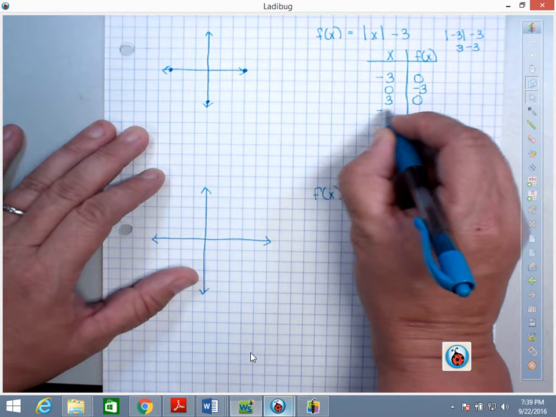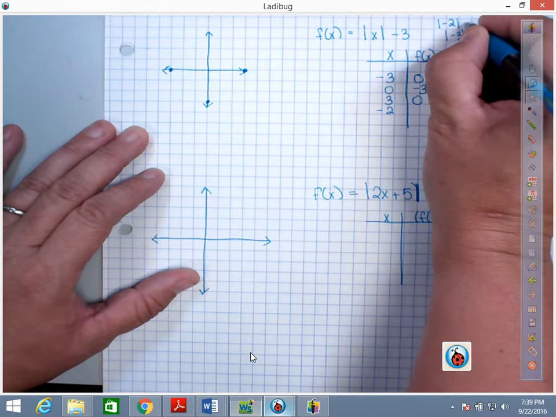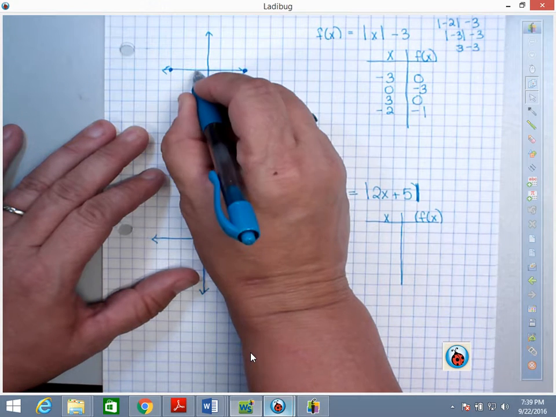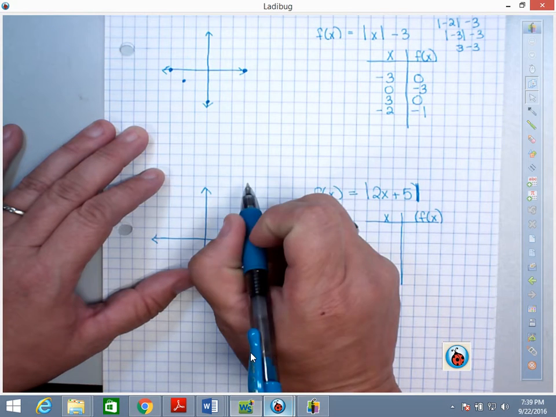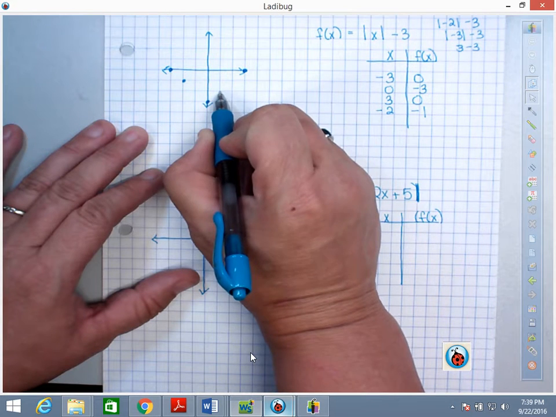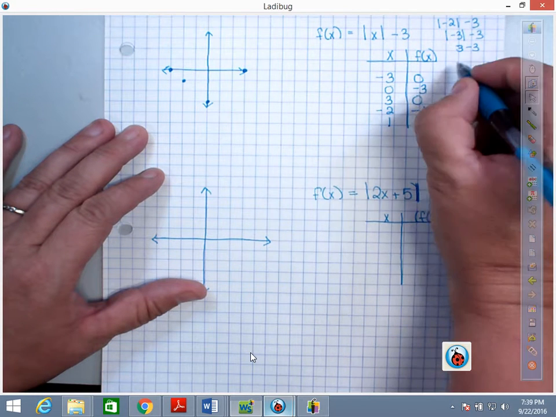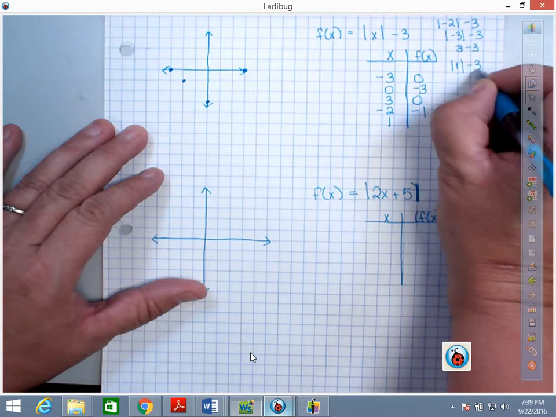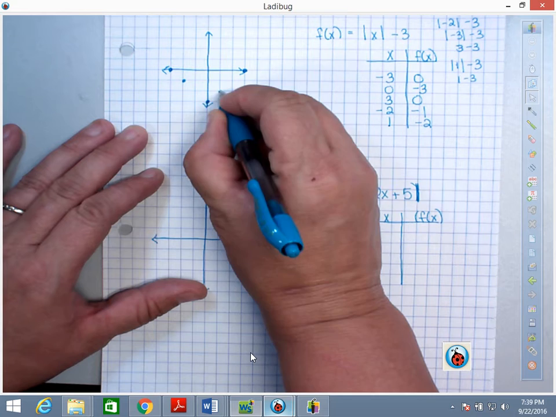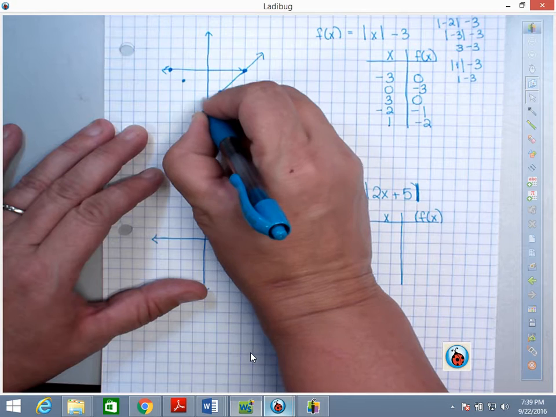Let's try a negative 2. If I put negative 2 in here, the absolute value of negative 2 is 2, minus 3, which is going to give me a negative 1. So that's going to be negative 2, negative 1. That looks like it's still going to go down. I'm going to come over here and check out the 1 and see what happens. If I have a 1, the absolute value of 1 is 1, minus 3. It's going to give me a negative 2. That's what I thought was going to happen. So it looks like we're going to be going this way and this way.